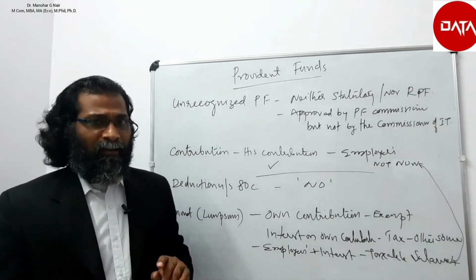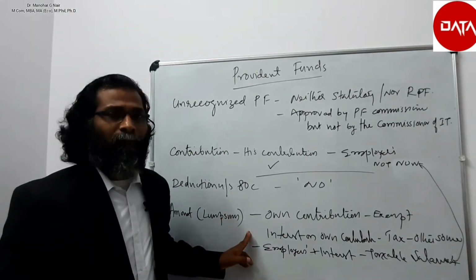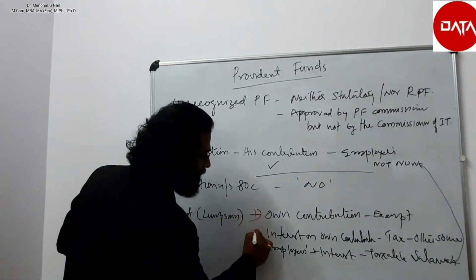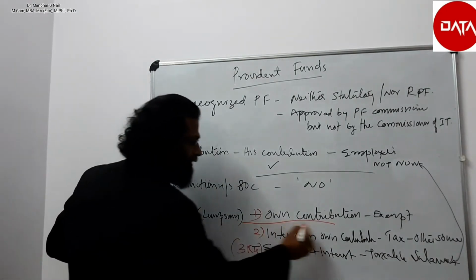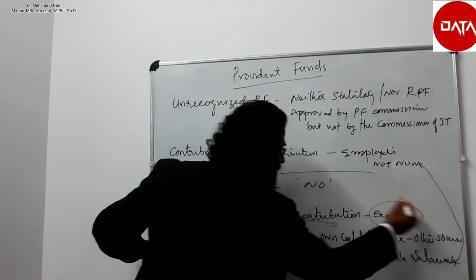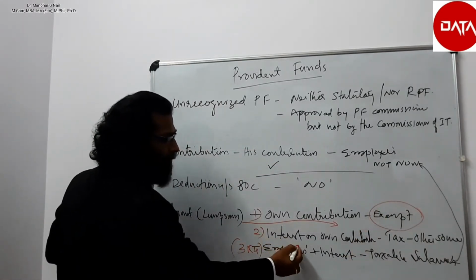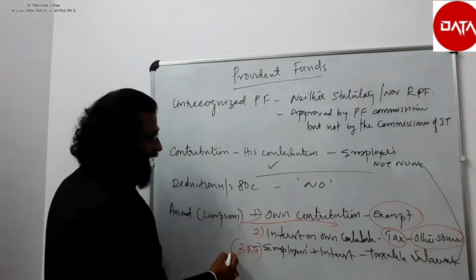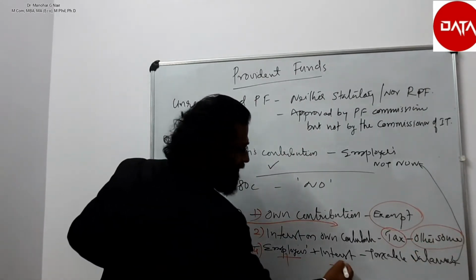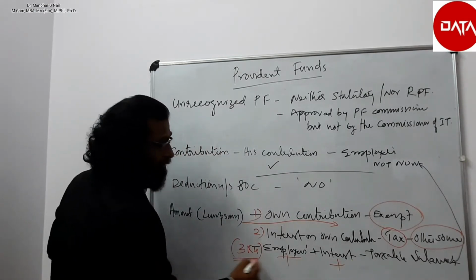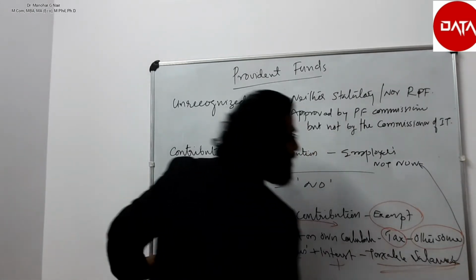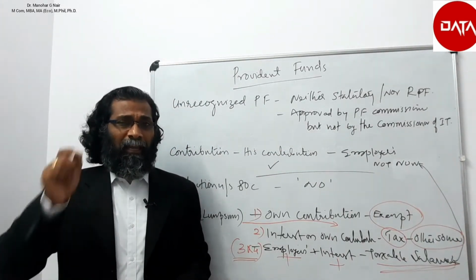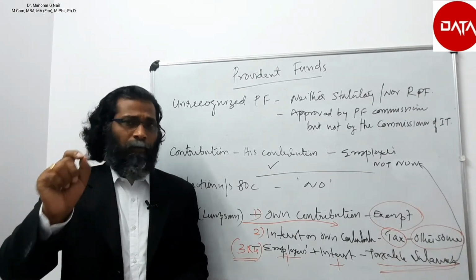So I would repeat that if any amount is received from Unrecognized Provident Fund, it would be classified into 4 categories. The employee's contribution is exempted, and interest on employee's contribution is taxable under the head other sources of income, and employer's contribution plus the interest thereon is also taxable under the head salary income. So these are the conditions for taxability of amount received from Unrecognized Provident Fund.